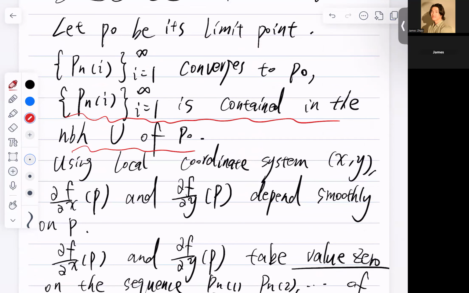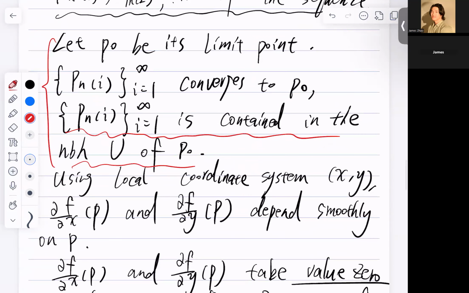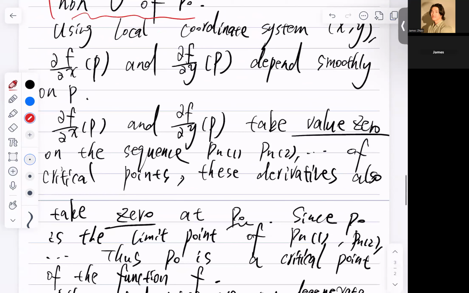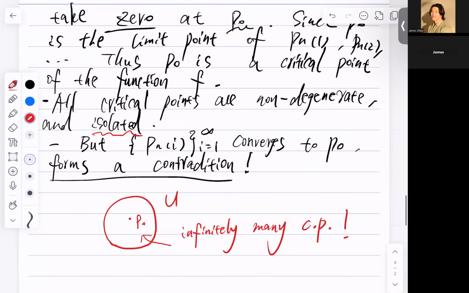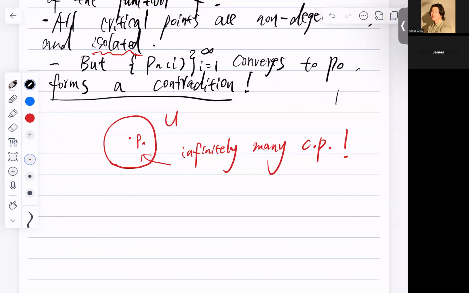This is basically the meat of this proof. So if we have a limit point and we have a subsequence that converges to such limit point, then this subsequence is contained in some neighborhood. And we cannot have isolation of critical points. So that concludes our proof.